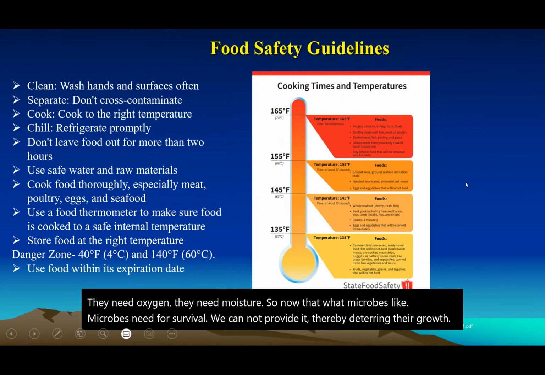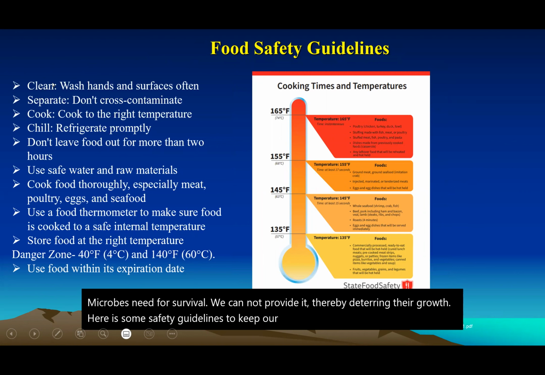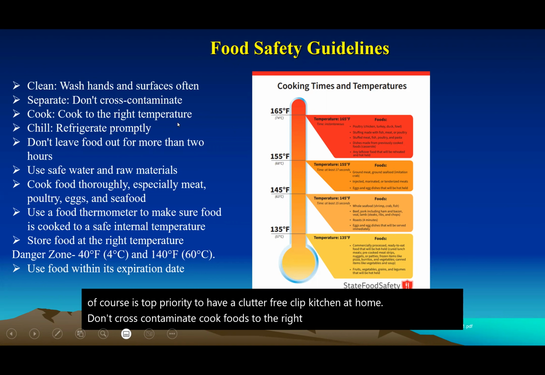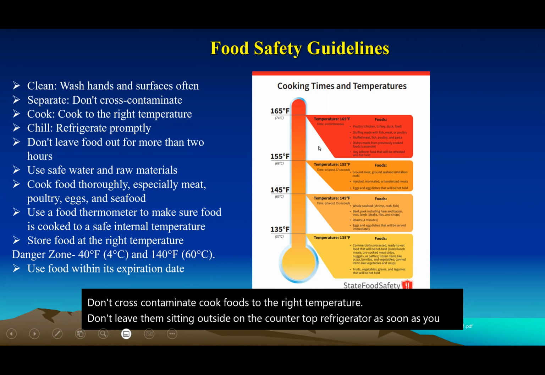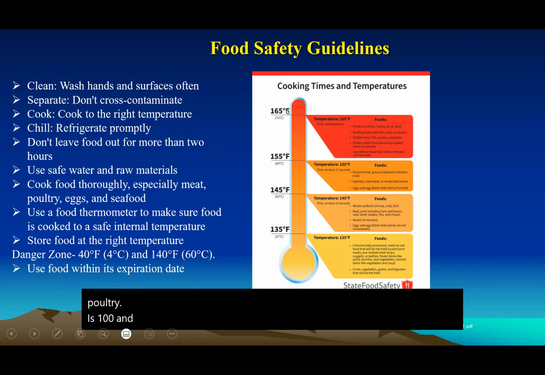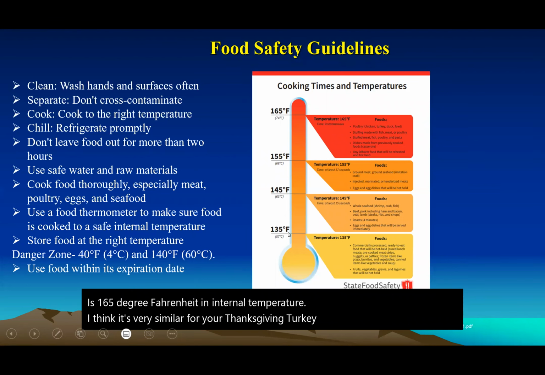Here is some safety guidelines to keep our food safe. Cleanliness and hygiene, of course, is top priority. To have a clutter-free kitchen at home. Don't cross-contaminate. Cook foods to the right temperature. Don't leave them sitting outside on the countertop. Refrigerate as soon as you can. And here's the cooking temperature for different meat products. For example, poultry is 165 degree Fahrenheit in internal temperature. I think it's very similar for your Thanksgiving turkey also. And the other temperatures are listed here.